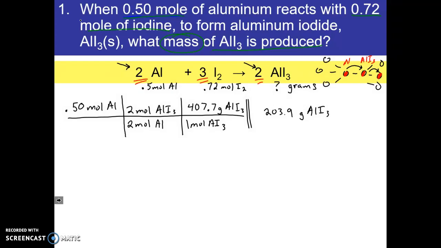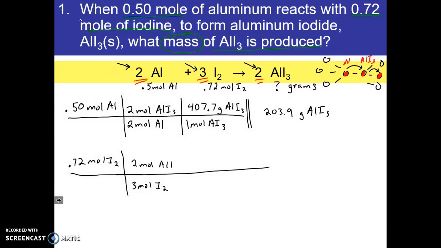Okay, so now we got to go and do the other one. 0.72 moles of I2 on top. Same process, except I have a different mole-to-mole ratio. Now we have 3 moles of I2 for every 2 moles of AlI3. So there's our mole-to-mole ratio. Now I got to go into grams, which is nice because I've already calculated AlI3, and it's 407.7 grams of AlI3. I can just reuse it down here. When I calculate, I do have an answer. It's 195.7 grams of AlI3.